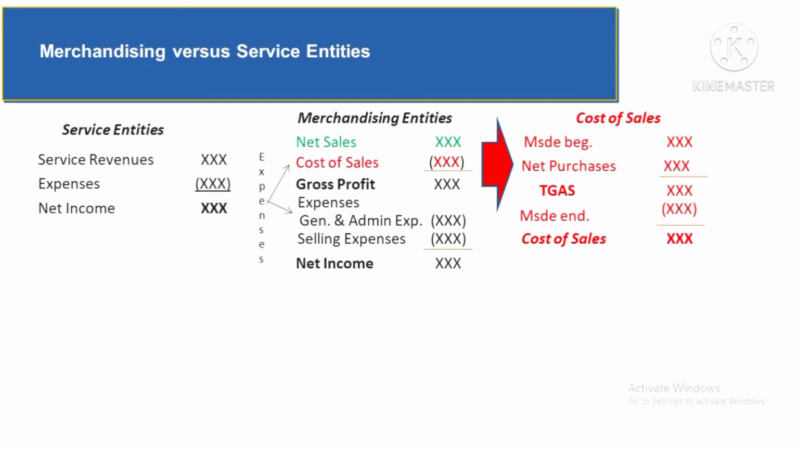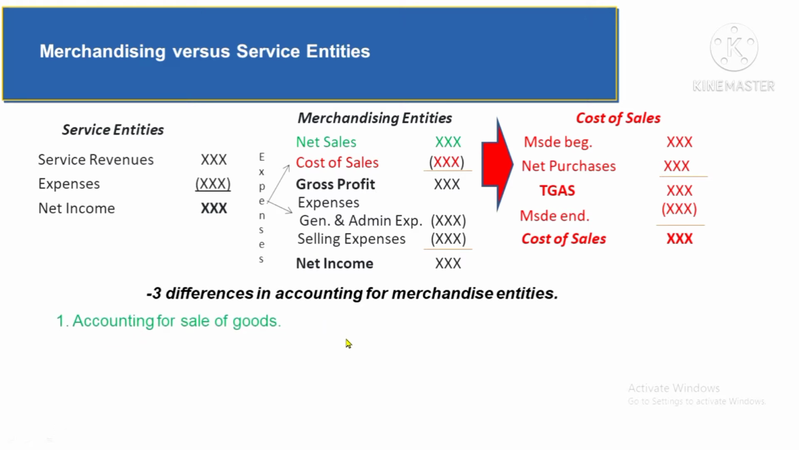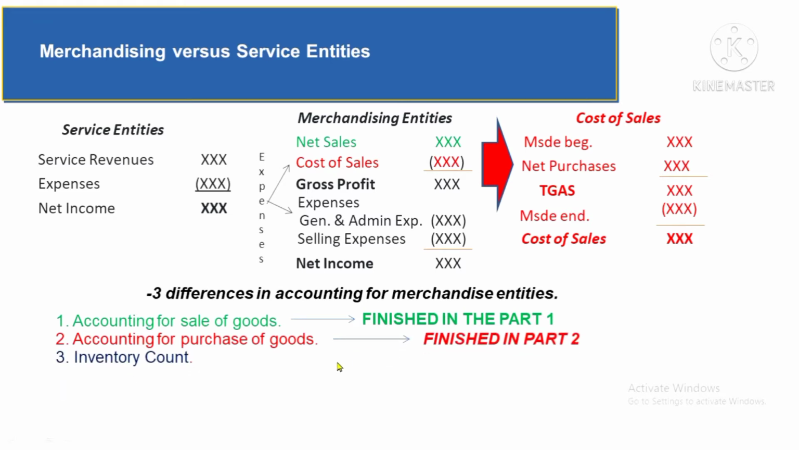In the past two episodes, we have compared the accounting for merchandise entities versus the service entities. We first compared their income statements and then we focused on the activities that are present on the merchandise entities which are not applicable to service entities. These activities are the following. Number 1, the accounting for sales, which we have already discussed in episode 1 of this series, and the accounting for purchases, which we finished in episode 2. And the third one, which will be the topic in this episode, is the inventory count.